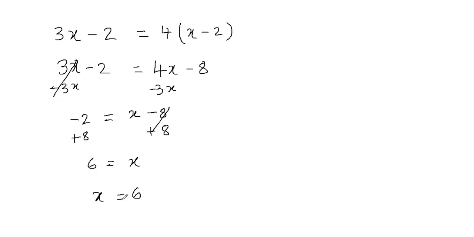Now, if you need to check whether your answer is correct or not, you can plug this value back into your equation and see if the left-hand side is equal to the right-hand side. So let's do that real quick. I'm going to plug in x equals 6 in my equation. So this will be 3 times 6 minus 2 is equal to 4 times, in place of x, we'll plug in 6 minus 2. So let's simplify this.